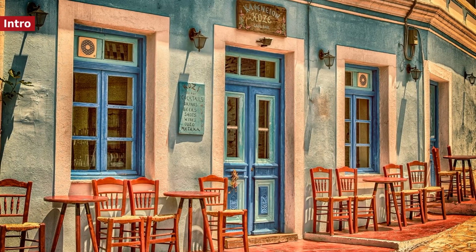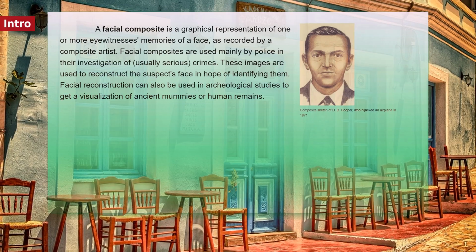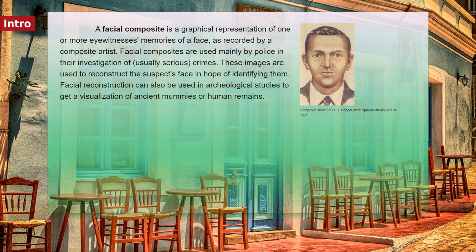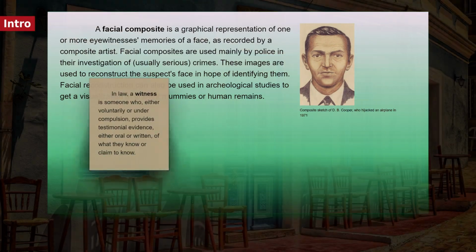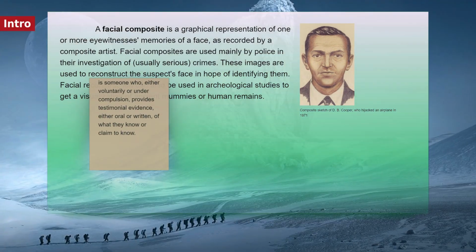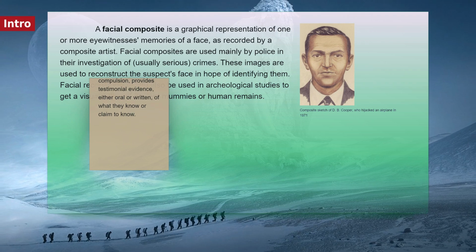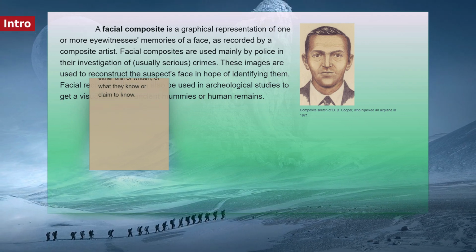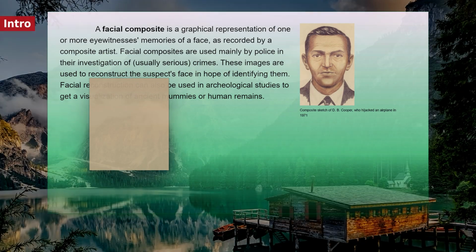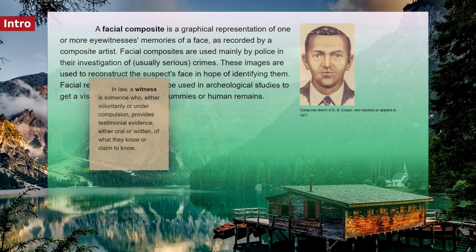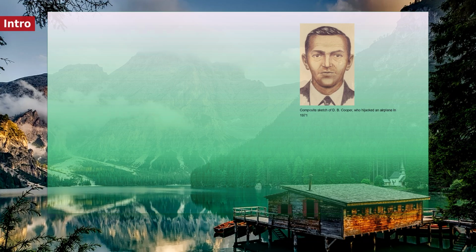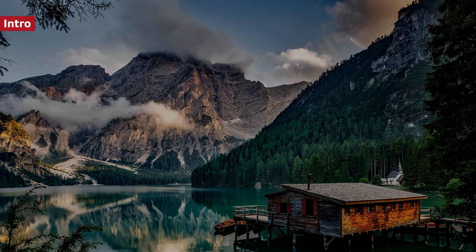A facial composite is a graphical representation of one or more eyewitnesses' memories of a face, as recorded by a composite artist. Facial composites are used mainly by police in their investigation of crimes. These images are used to reconstruct the suspect's face in hope of identifying them. Facial reconstruction can also be used in archeological studies to get a visualization of ancient mummies or human remains.